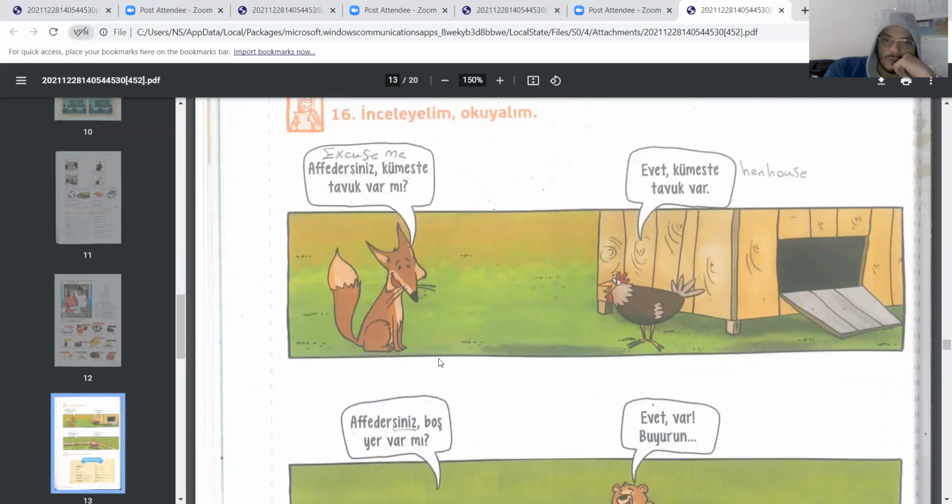Affedersiniz, kümeste tavuk var mı? Excuse me, he is wondering if there is any chicken here, something like a joke. Evet, kümeste tavuk var. Kümes means hen house. Inside this cabin, there is a chicken inside it.